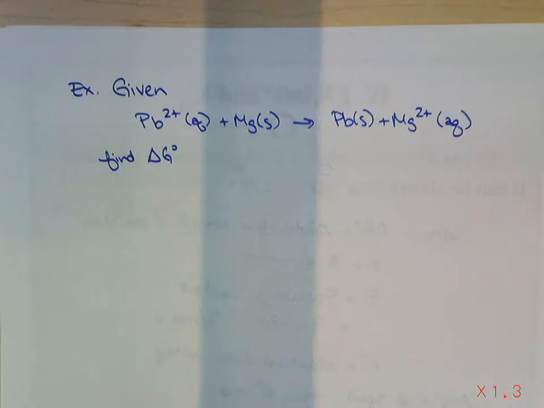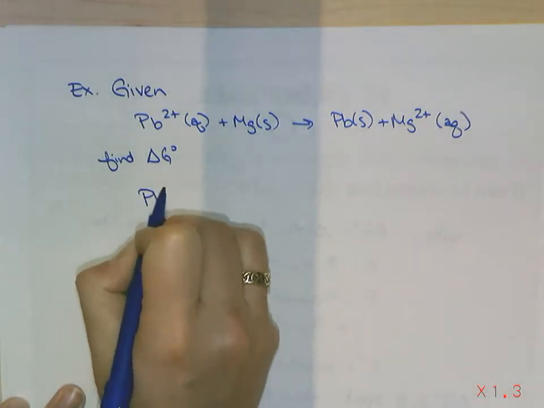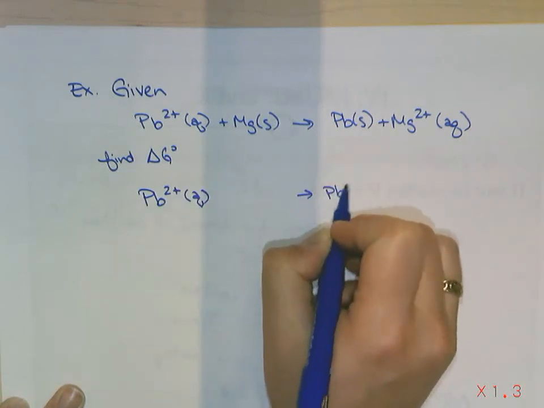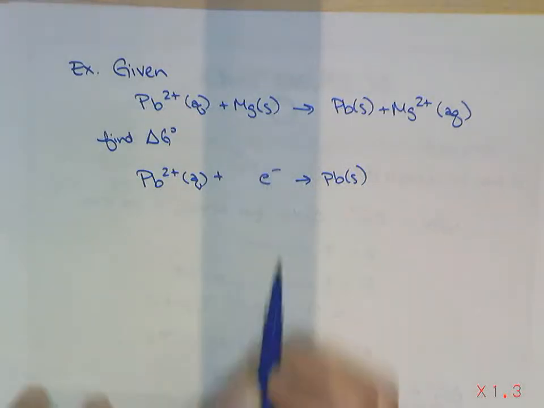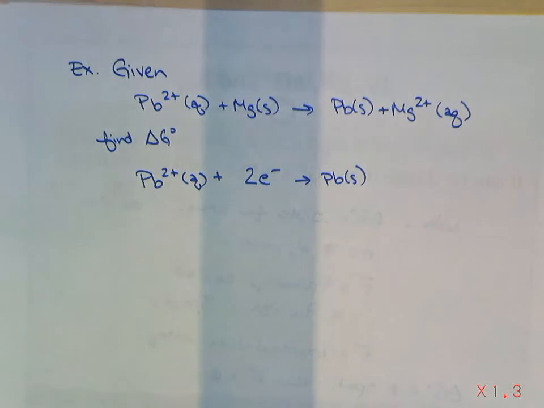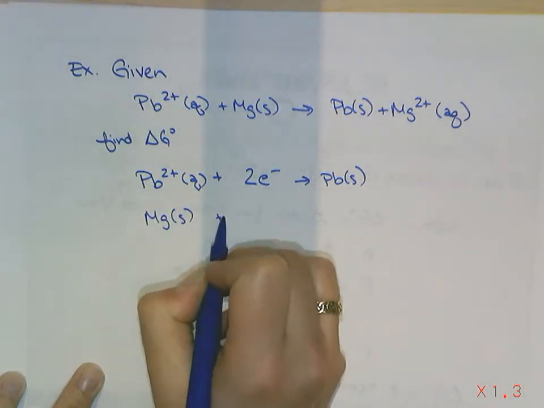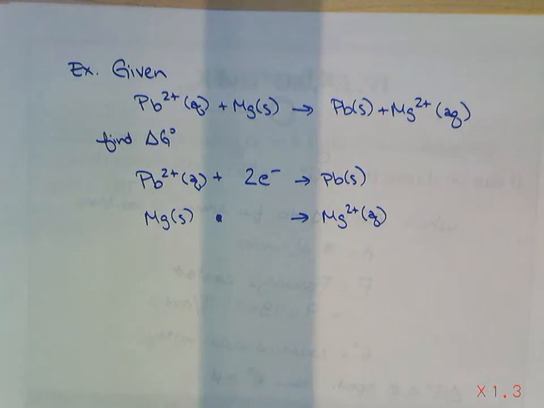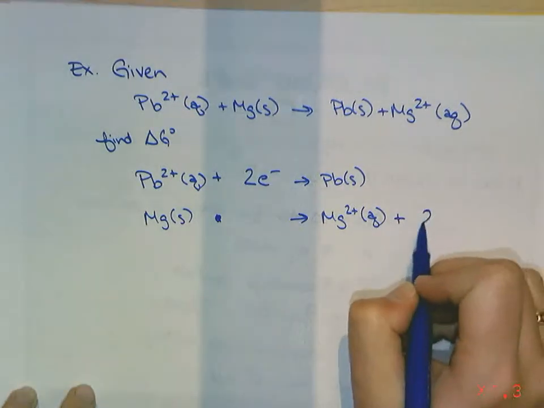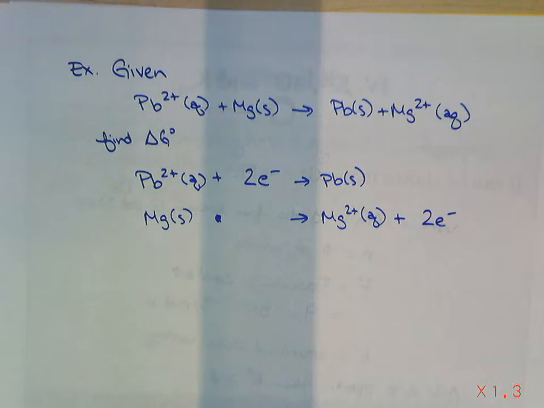All right, so we'll do the lead because it's listed first. Lead plus 2 going to lead solid. Is that an oxidation or reduction? Reduction. How many electrons then do I need to put? 2. I need 2 electrons. Okay, how about magnesium solid going to magnesium plus 2? Oxidation or reduction? Oxidation, so how many electrons do I need over here? All right, do I have to do any other fiddling with these two half reactions to be able to recombine them? No. So then we're ready to go to our table.